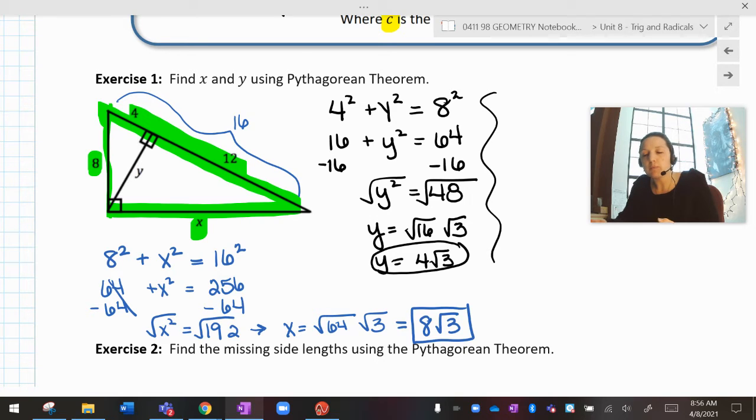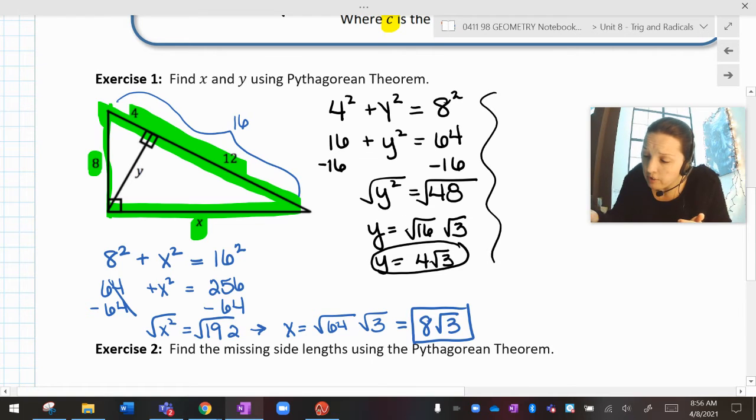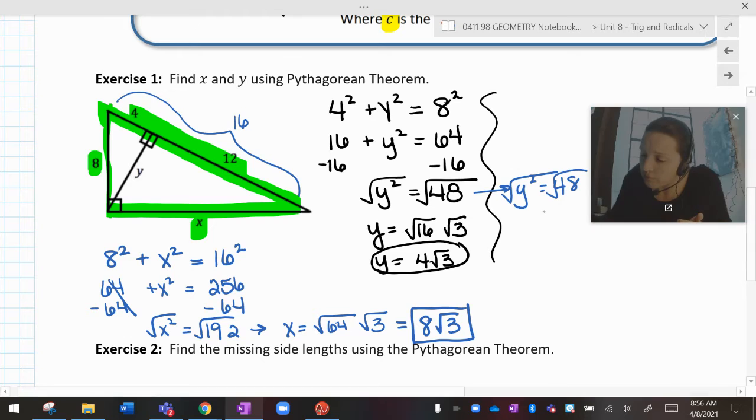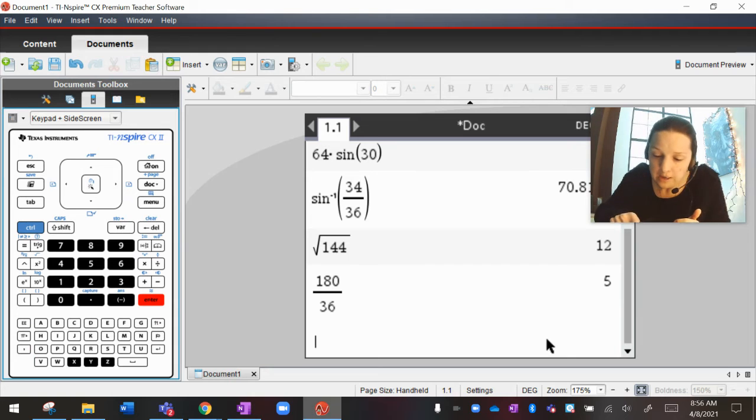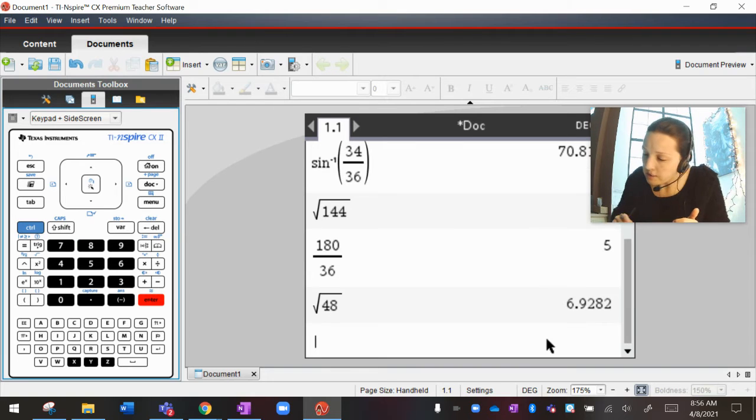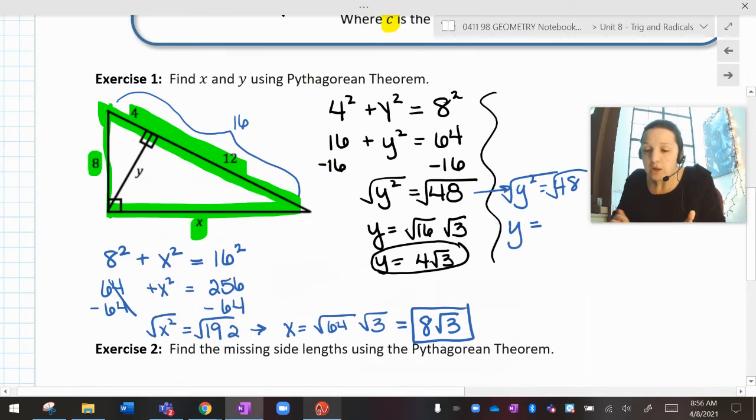Now, if you're wondering, well, yeah, but what does that really mean in numbers? You can figure that out too. So when I came back here and I did y squared equals 48 and I square rooted both sides, if I was willing to have a decimal for that, I could just put it in the calculator and say, what's the square root of 48? It's 6.9. So y is, like, an easier looking number, 6.9.